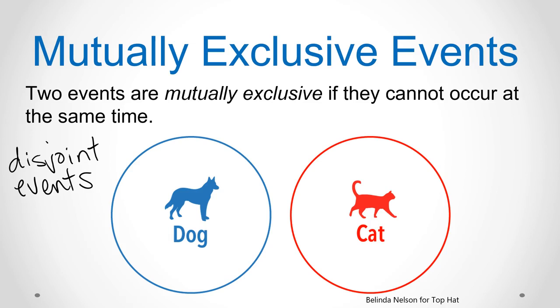The key is that the probability of A and B occurring is equal to 0. So the probability of both events happening at the same time is equal to 0.